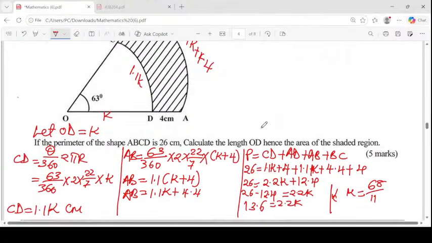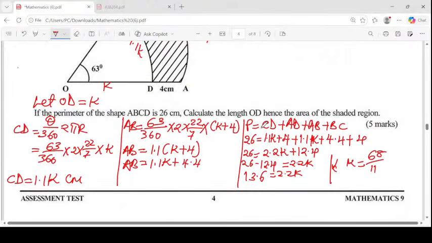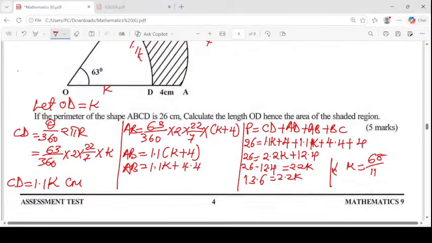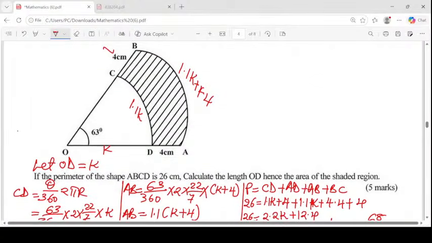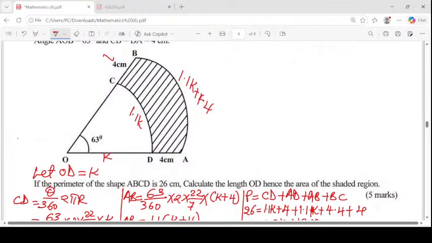It is my hope that I've done that calculation the right way, because I'm just doubting here. CD should be 1.1k plus AD, which is 4, plus... yes, it is correct up to that particular point. Then now, hence the area of the shaded region. How do we get the area of this shaded region? The area of the shaded region now will be worked out this way.